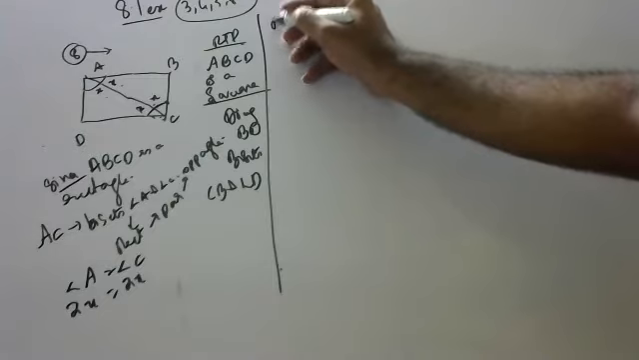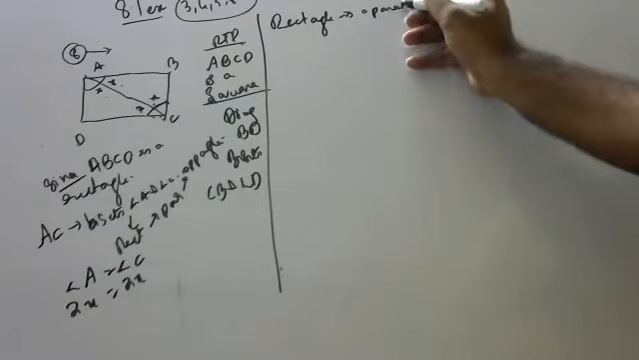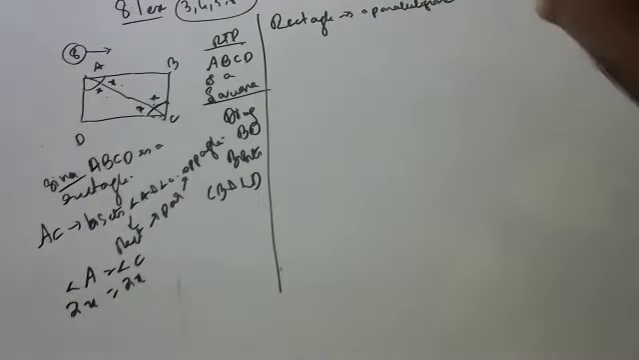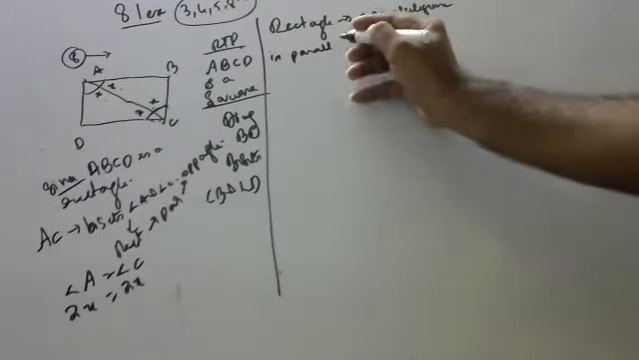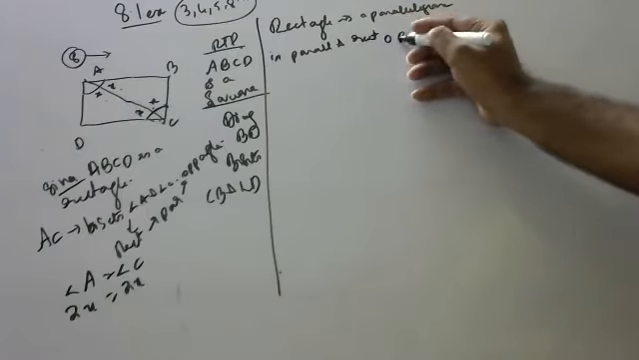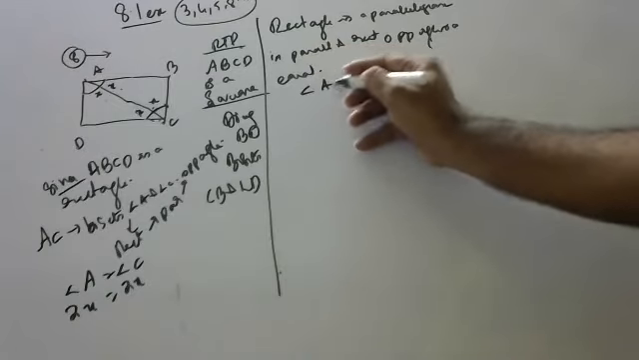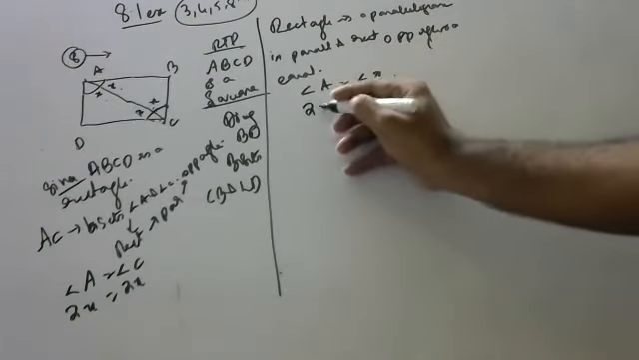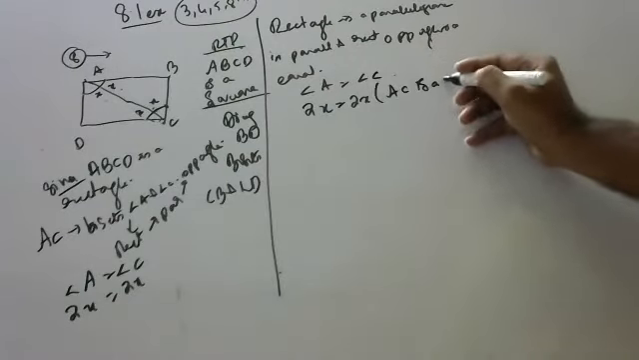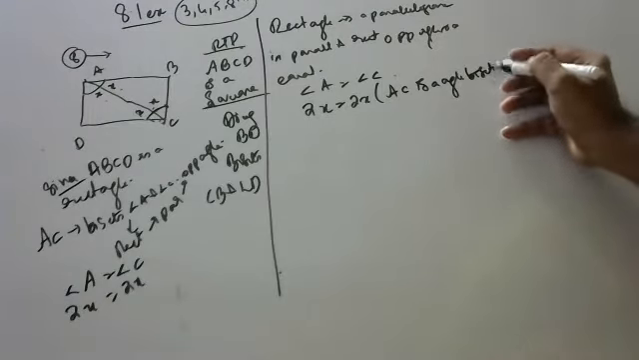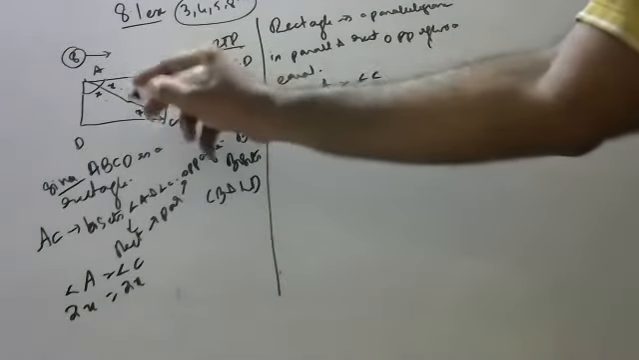See, children. I'm writing here. Rectangle is a parallelogram. Am I correct, children? Because opposite sides are equal and parallel. In a parallelogram and rectangle, opposite angles are equal. So angle A is equal to angle C. We can write 2x is equal to 2x. Why, children? Because he claimed that AC is an angle bisector. So x is equal to x, means all x's are equal.